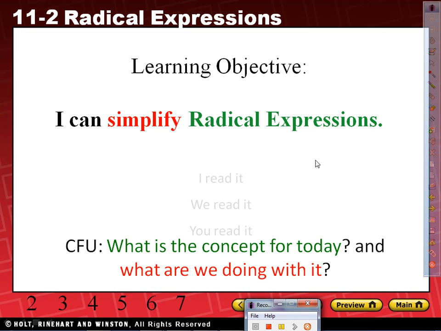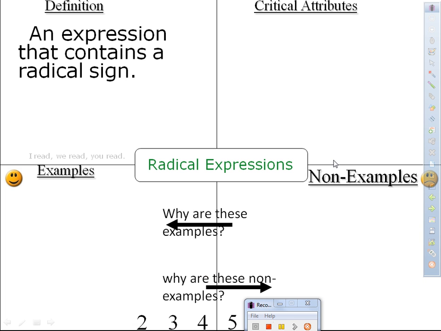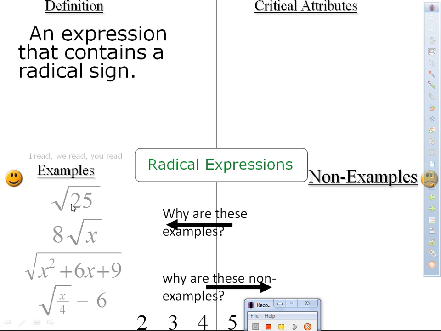All right, so with that said, copy this down, please. Radical expressions, what are they? An expression that contains a radical sign. Examples: square root of 25, 8 times square root of x, square root of x squared plus 6x plus 9, and square root of x over 4 minus 6.